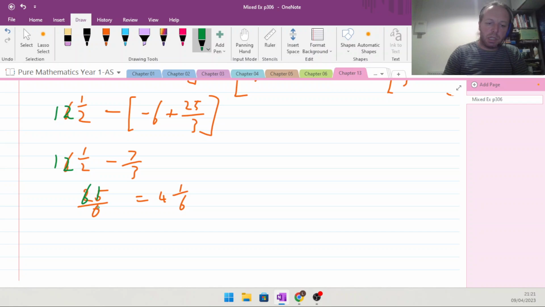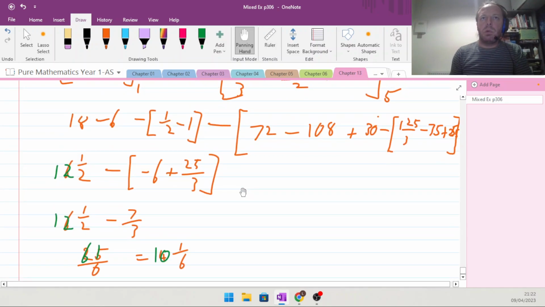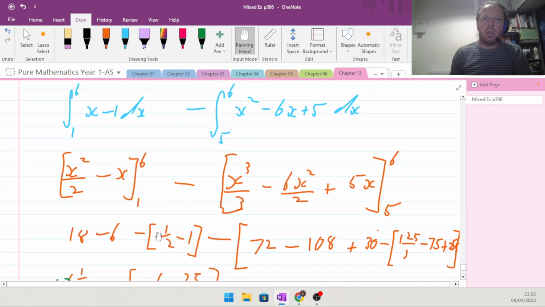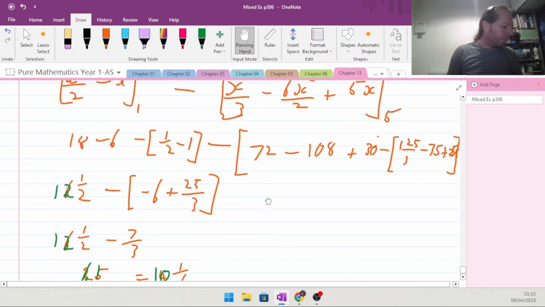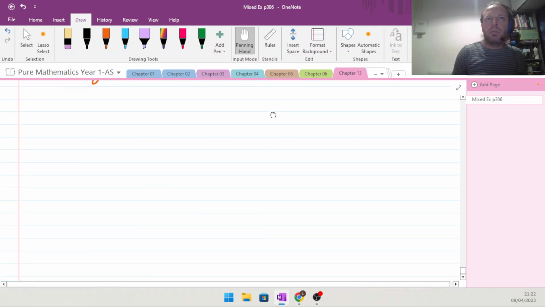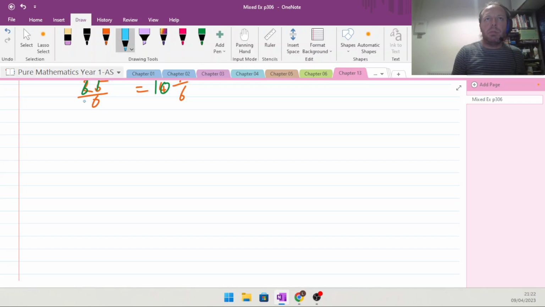61 over 6, which is, of course, 10 and a sixth. Always worth sometimes using the calculator to do some of the simple arithmetic, because it's so easy to make mistakes on. Anyway, question 18. No one wants something too perfect, do they?